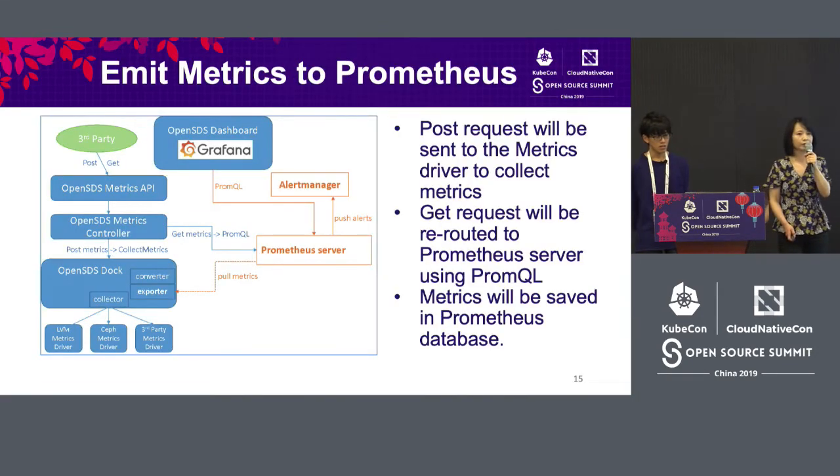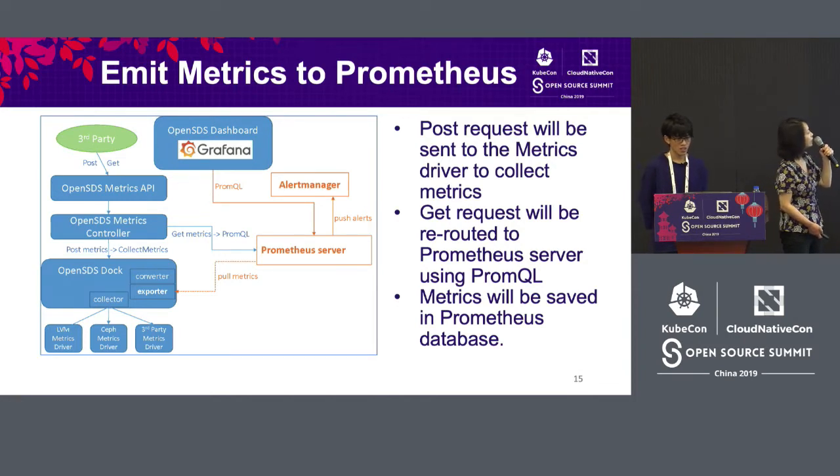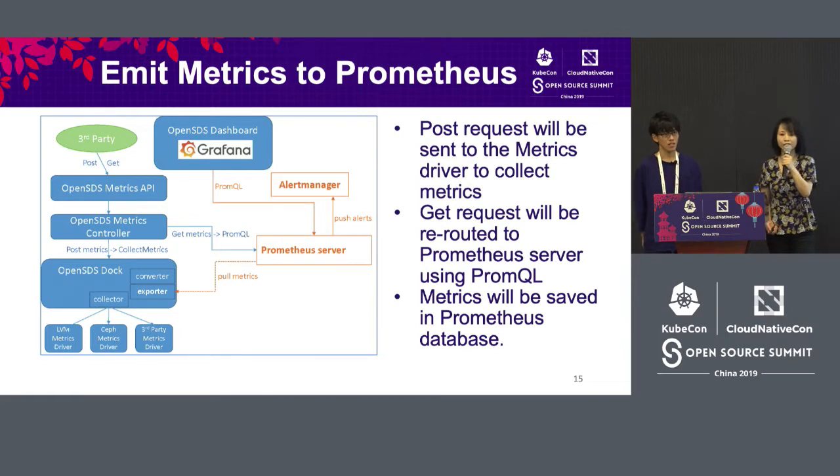This shows a little more detail of our telemetry's integration with Prometheus. If it's a post request, the API server gets it and passes it on to the controller. The controller will send that to the collector. The collector communicates with the metrics drivers, gets the metrics, and then the exporter will emit those metrics. The Prometheus server will be pulling those metrics. If it's a GET request, that assumes the metrics are already there in the Prometheus database. So the controller will just do a conversion using PromQL and get those metrics from the Prometheus server. Our telemetry module doesn't have a database itself. We just use the database in Prometheus. But our anomaly detection module does have a database, which I will cover a little later.